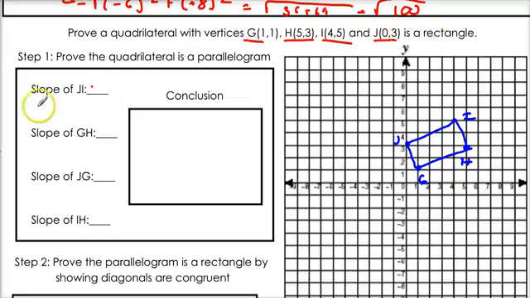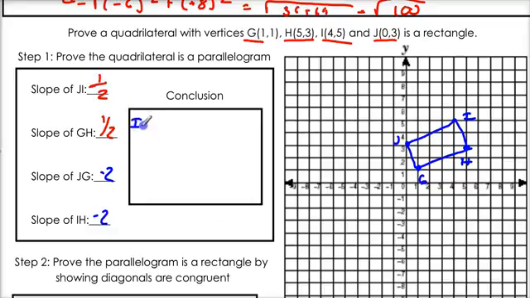All right, hopefully you used the slope formula to find all of these slopes. If you did it correctly, you should have gotten the following slopes. JI had a slope of positive 1/2, and GH also had a slope of 1/2. Using the slope formula or counting, it doesn't matter. JG had a slope of -2, and IH also had a slope of -2. And after you found all the slopes, you wrote your conclusion, right? And this is blank, so you have to be able to write it yourself.